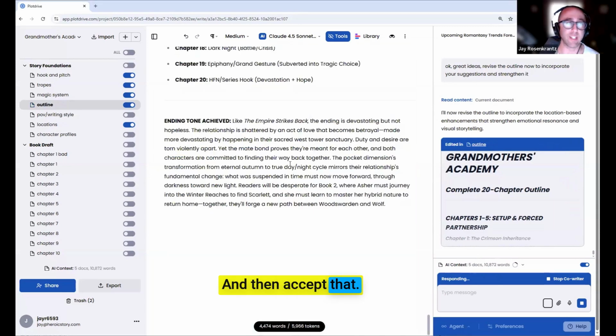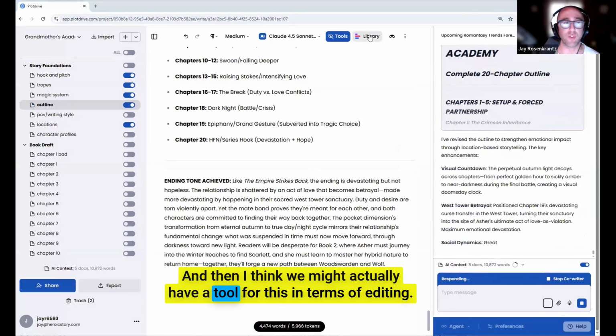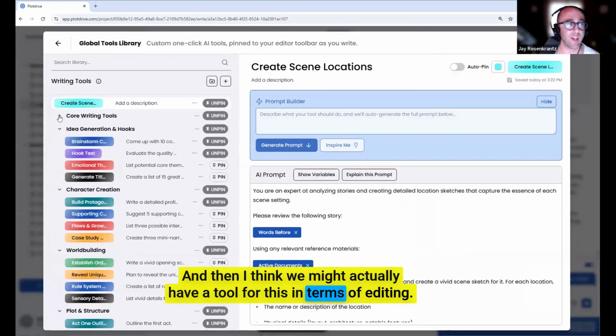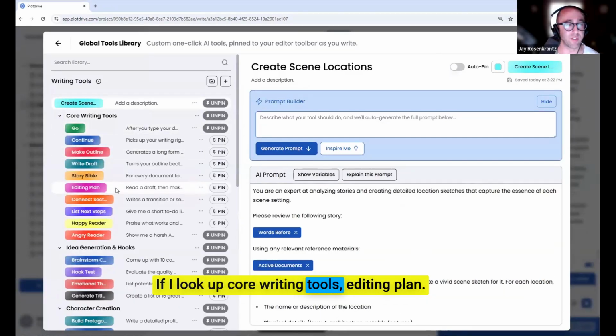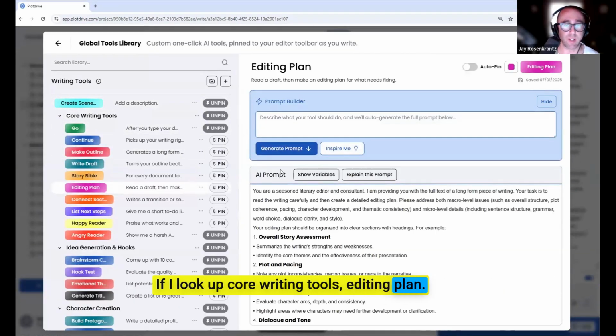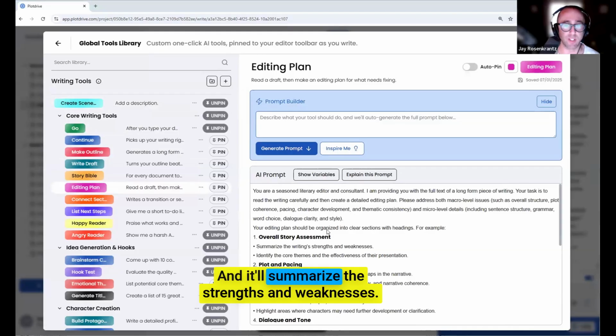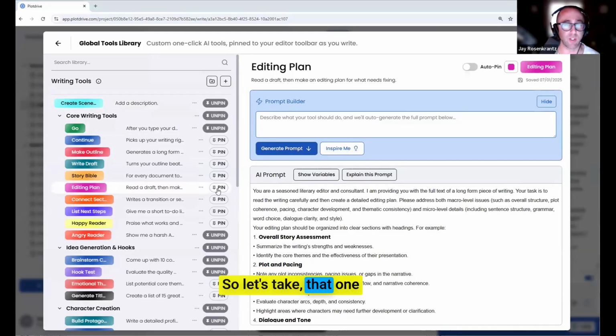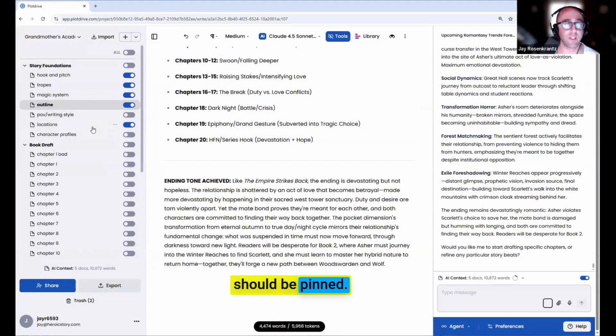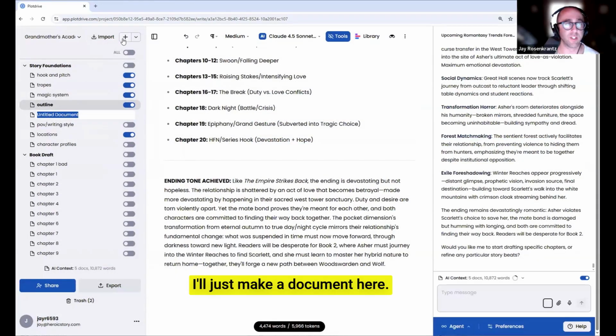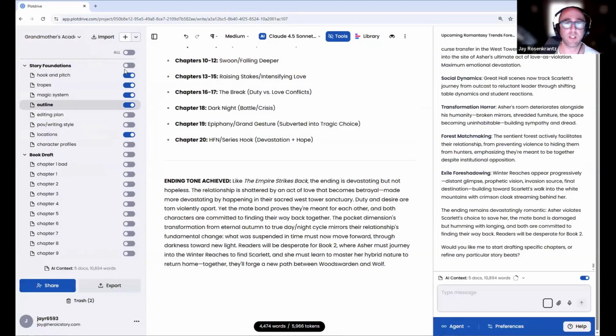I'm gonna accept that. And then I think we might actually have a tool for this in terms of editing. If I look up core writing tools, editing plan. Yep. And it'll summarize the strengths and weaknesses. So let's take that one. Should be pinned. I'll just make a document here. Editing plan.